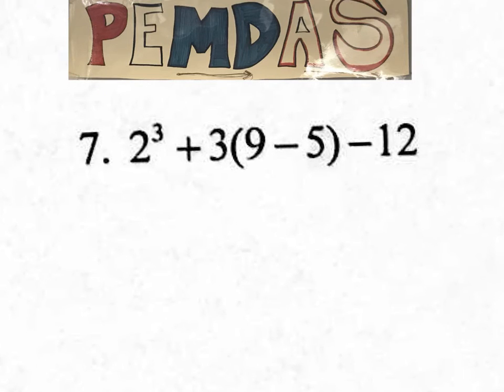7, it gets fun on 7. Do we have P for parentheses? Do we have E for exponents? Multiplication or division? Yes. Do we have addition or subtraction? Yes. We have everything except for division. So let's begin with P, parentheses.